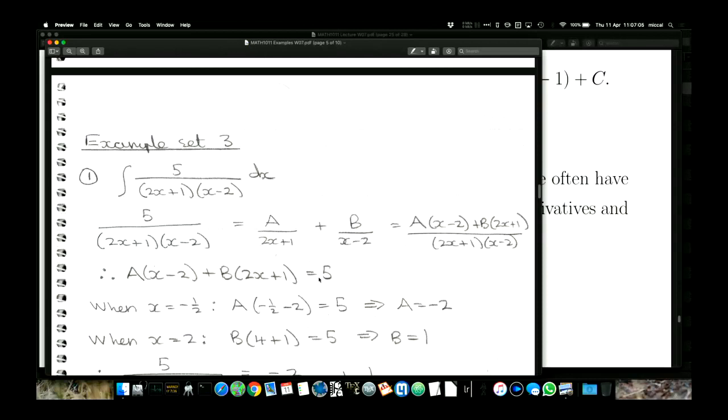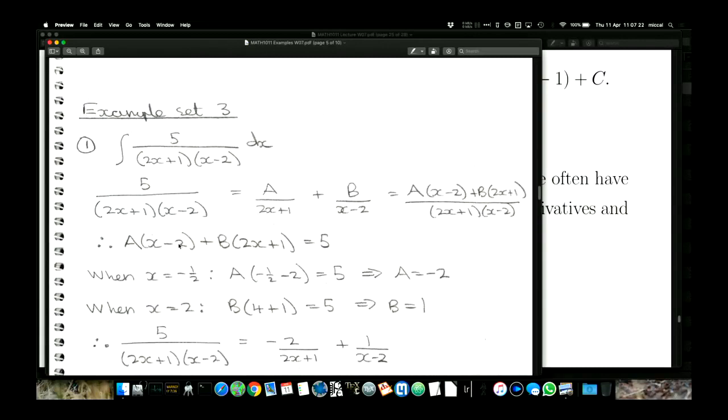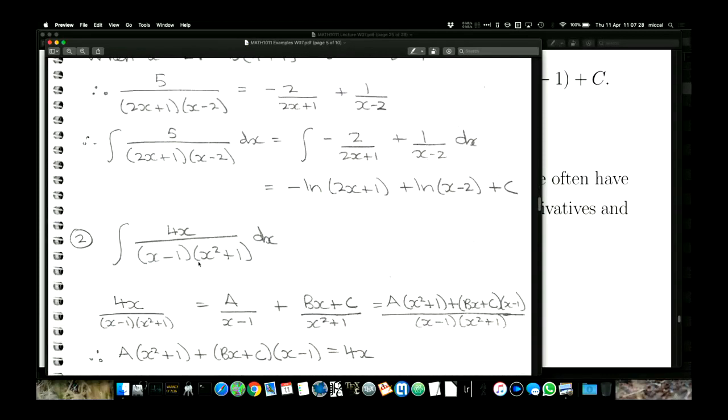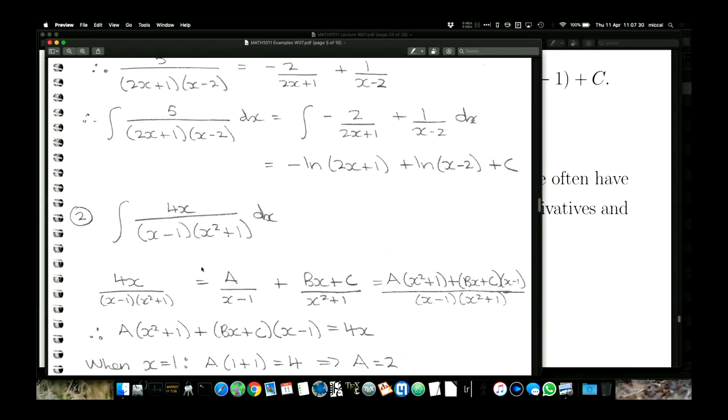The fastest way to get the constants is to pick convenient values. And when you've got linear factors, it's easy. So, for example, if you substitute x equals minus 1/2 into both sides, now granted there's no x over here, that doesn't matter, that'll annihilate that term and give you a. And then when x equals 2, that'll annihilate that term and give you b. Now this is one I did by hand.